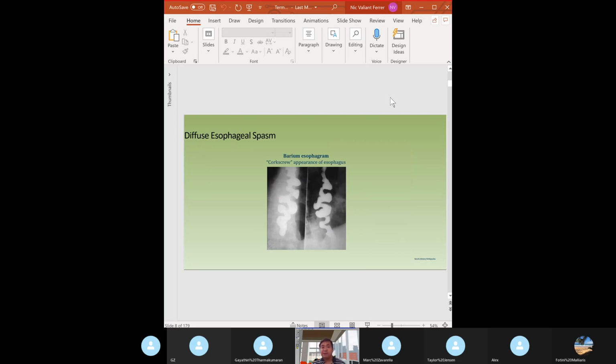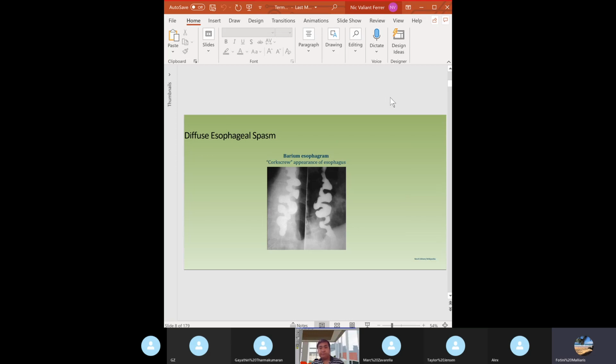Next, diffuse esophageal spasm. What can we see here? Corkscrew appearance of the esophagus. How does the pain of this diffuse esophageal spasm, how do you describe it? Your DES. It is comparable to what? That's my question.